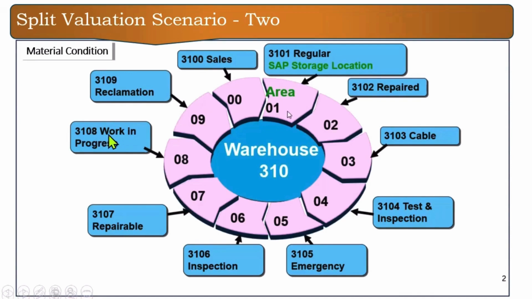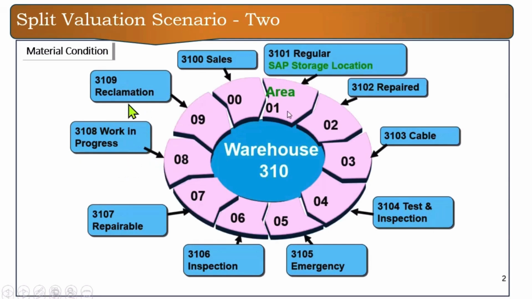Then you have 3108 work in progress. That's material type 08, work in progress. For example, they keep the material in the warehouse. Whatever work is currently progressing, they keep receiving the material, and the warehouse keeps issuing the material. So if any project or any work is going on, that material will be kept separately and they frequently supply it.